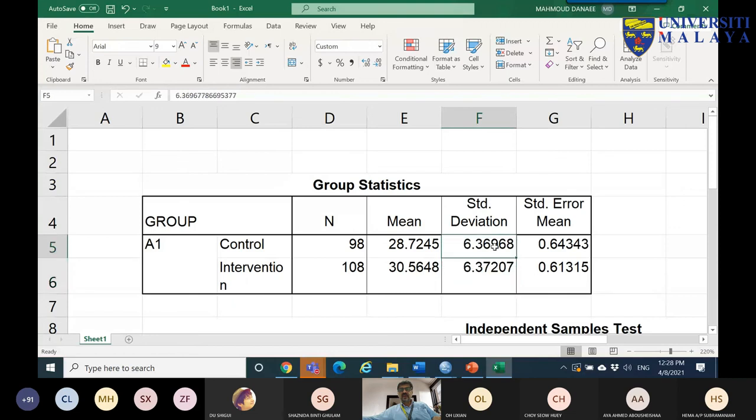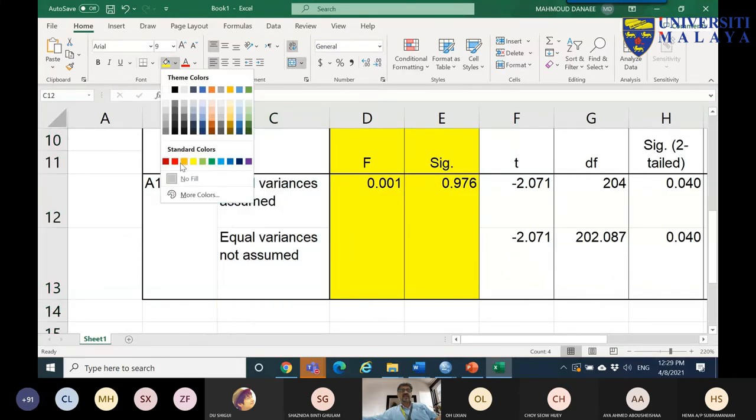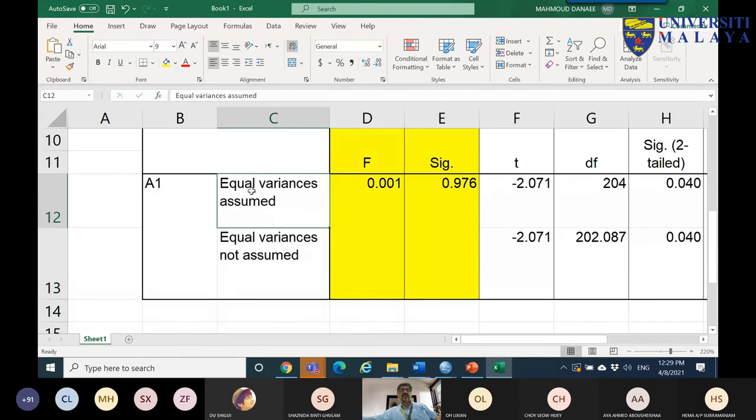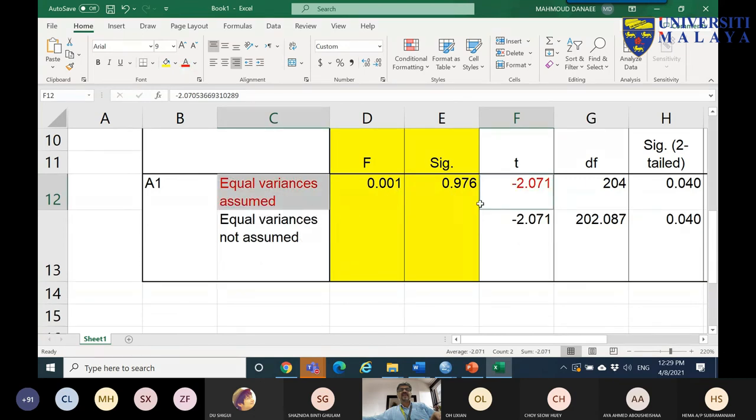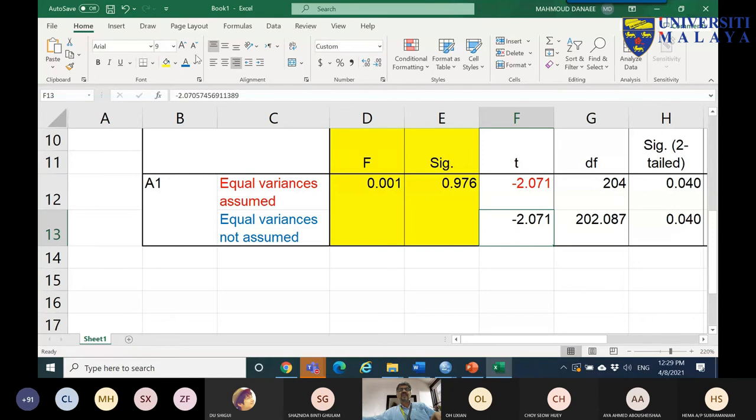You remember, a standard deviation actually is a kind of variation, right? So first of all, we need to check whether the variation in these two samples is the same or not. Because under the assumption of the t-test, as you can see here, there are two types of t-test. This is the t-value. This t-value can be reported when the variances are assumed equal. When the variances are not assumed equal, then you have to use another test, which is called t-prime.